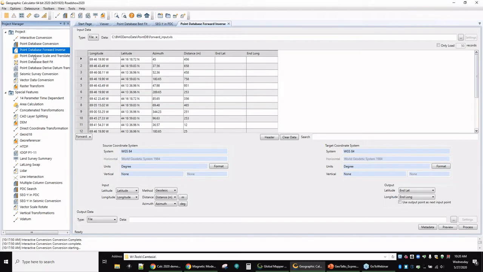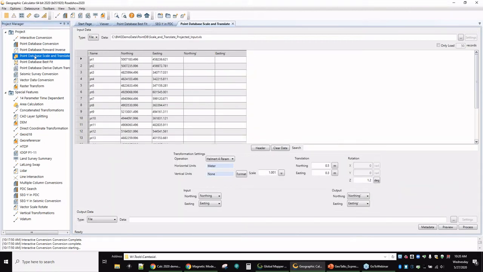Point database forward and inverse, scale and translate. It allows us to do a manual transformation. This is a little more technical, a little lesser known part of the application. This is where we can do things like Helmert 4-parameter transformations or conformal 3D transformations on a set of data.